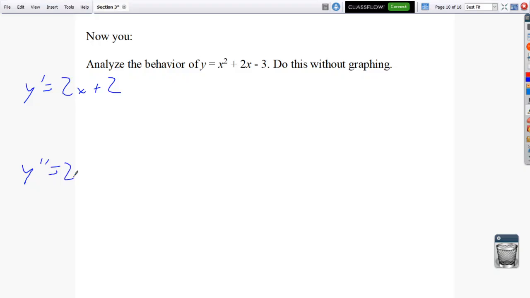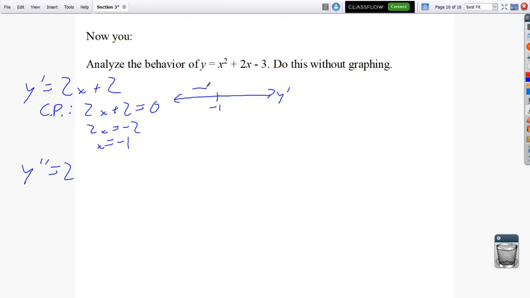Now looking at this, I know for my critical points, I'm going to go back to my first derivative and set it equal to 0. When I set that equal to 0, I get 2x equals -2, so x equals -1. My only critical point is -1. I go over here and draw my y prime chart. I put my critical point on the chart, and now I'm looking to the left of -1. If I plug in -2, 2 times -2 is -4, plus 2 gives me a negative. Right of -1, at 0, 0 plus 2 gives me positive.